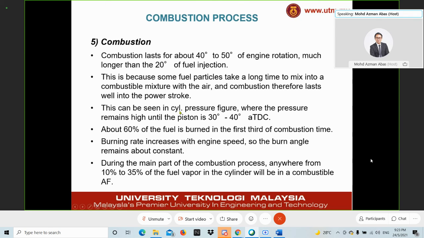This can be seen in the cylinder pressure figure, where the pressure remains high until the piston reaches 30 to 40 degrees after TDC. About 60% of the fuel is burned in the first third of the combustion time. Burning rate increases as the engine speed increases, and so does the burn angle, so the burn angle remains about constant throughout the engine speed. During the main part of the combustion process, anywhere from 10 to 35% of the fuel vapor in the cylinder will be in a combustible mixture.